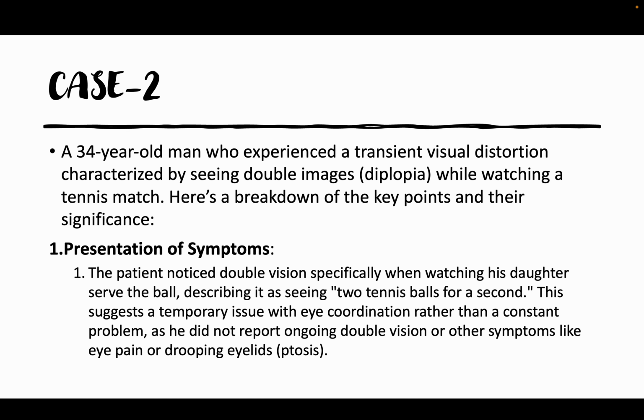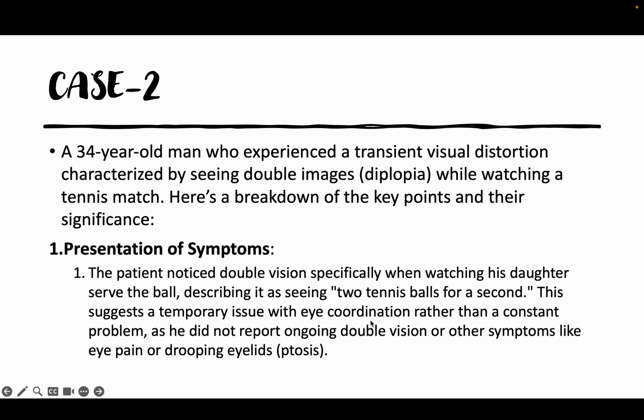So next, case 2. A 34-year-old male experienced a transient visual distortion, seeing double images while watching a tennis match. Only while he is watching a tennis match, he developed sudden diplopia. Here is a breakdown of key points and significance. The patient developed double vision specifically when watching his daughter serve the ball, describing it as seeing two tennis balls for a second. This suggests a temporary issue with eye coordination.